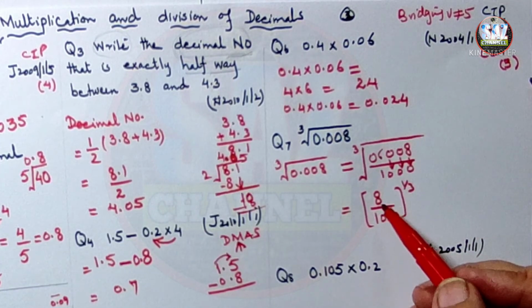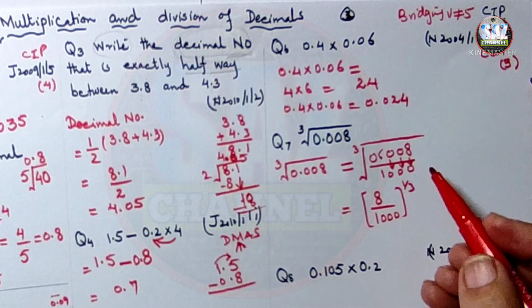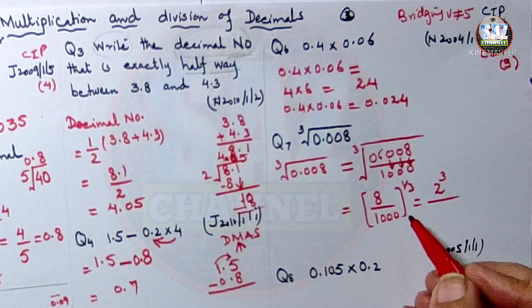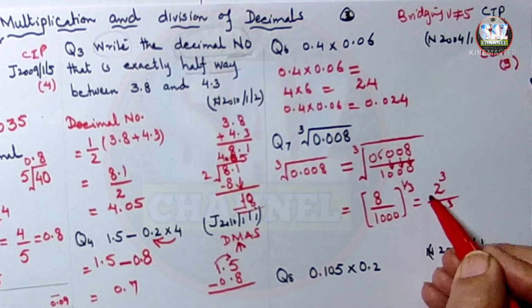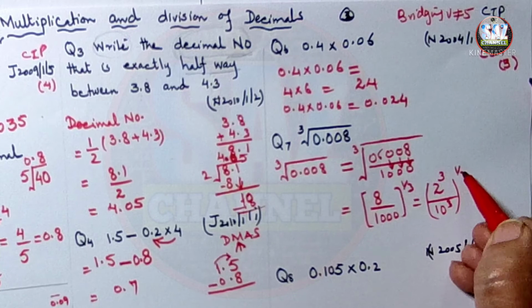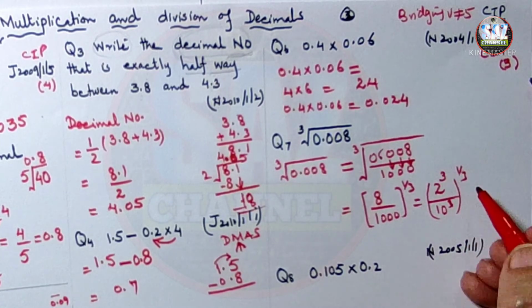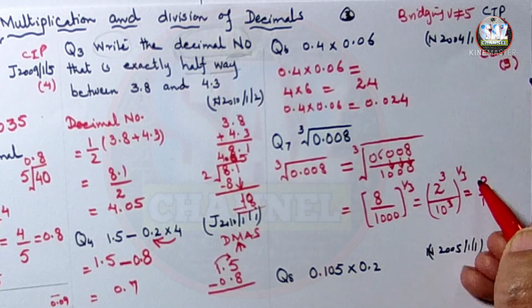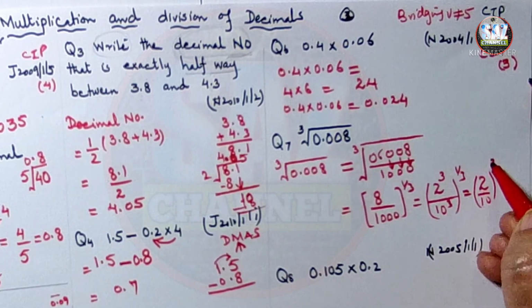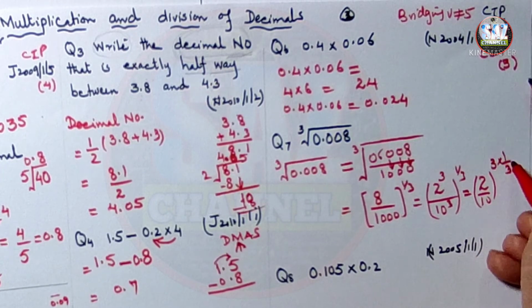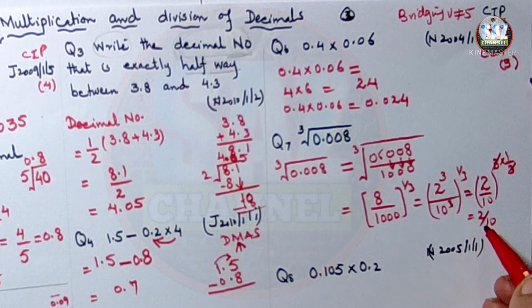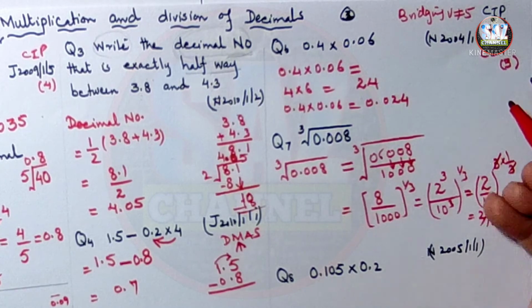Now think about what is the number whose cube is 8, that is 2 raised to the power of 3, and for 1000, 10 raised to the power of 3, and the whole raised to 1 by 3. Now we can take this power of 3 as a common factor. This goes with this, and I'm left with 2 by 10, and it's really easy to change 2 by 10 into the form of a decimal.